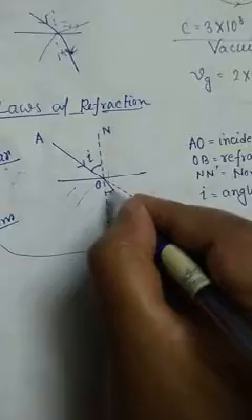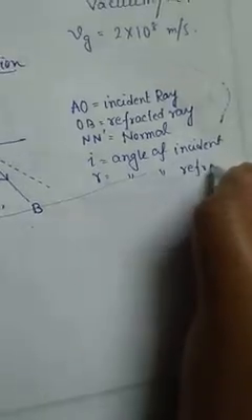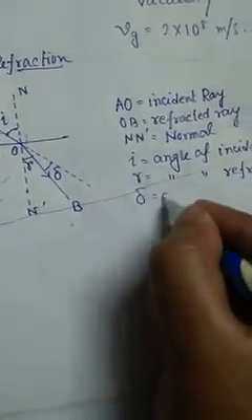And this is R. This is known as angle of refraction. Not reflection. Okay, angle of refraction. Okay, and this angle will be delta. I shall talk about delta later. Basically, delta is known as the angle of deviation.